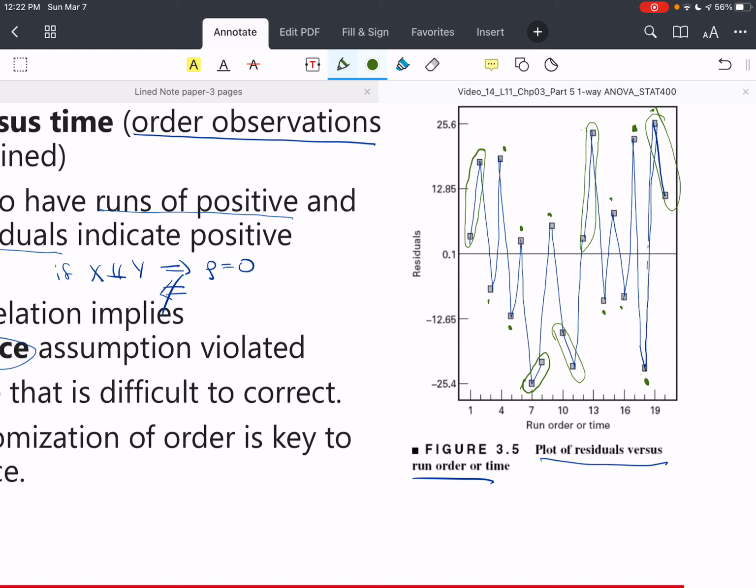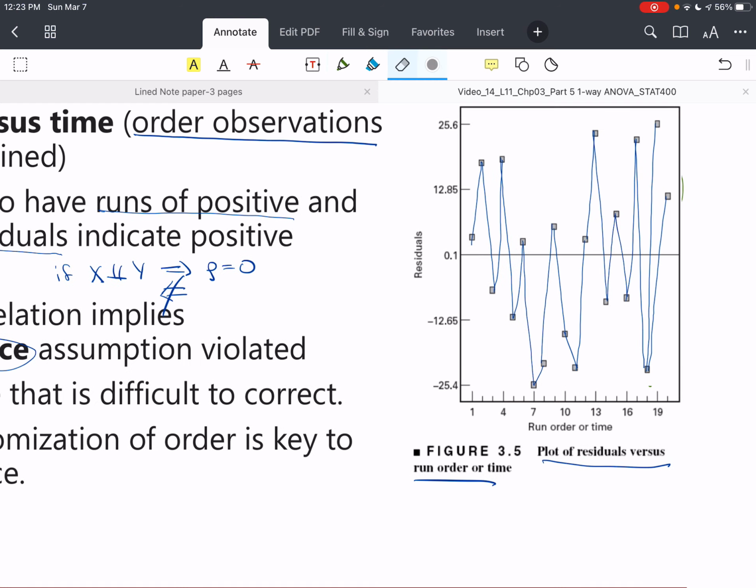This fluctuates very nicely up and down, up and down, up and down. So this tells me that we do have independence. There's no obvious pattern to these points, as you can see, and it's easier to see that by drawing the lines. I'm going to get rid of the green so it's a little easier to see. Okay, and now I'll correct my error here.